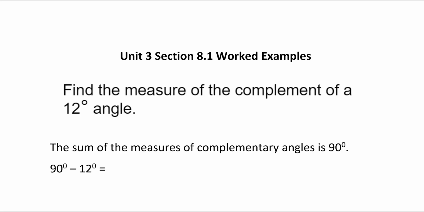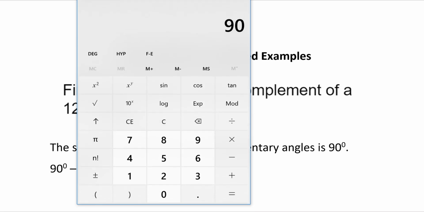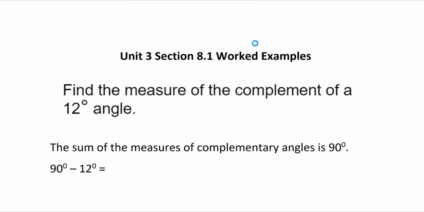Unit 3, Section 8.1, Worked Examples. Find the measure of the complement of a 12-degree angle. The sum of the measures of complementary angles is 90 degrees. If we subtract 12 degrees from 90 degrees, we will find the measure of the complementary angle. So the complementary angle measures 78 degrees.